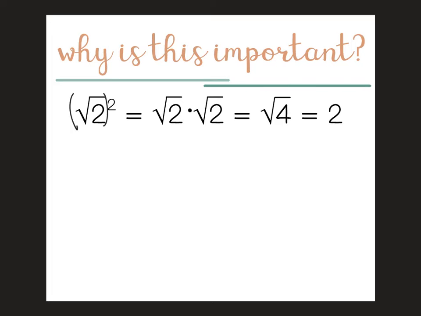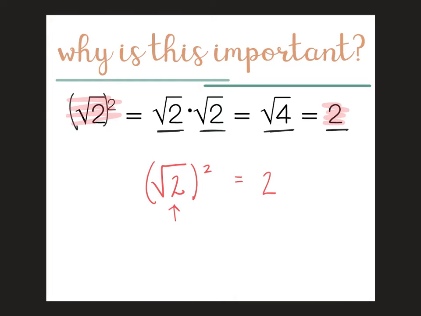Squaring literally means taking something times itself. So square root of 2 squared is really square root of 2 times square root of 2. Square root of 2 times square root of 2 is really square root of 4, and the square root of 4 is actually 2. If we eliminate those middle steps, square root of 2 squared is just 2. And so this radical has disappeared, which is what we want to happen when we're rationalizing.